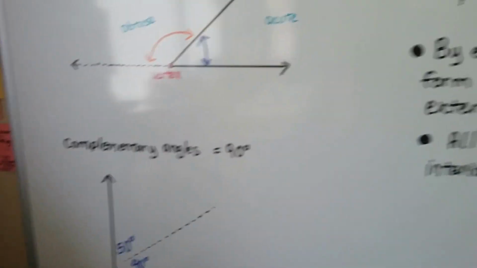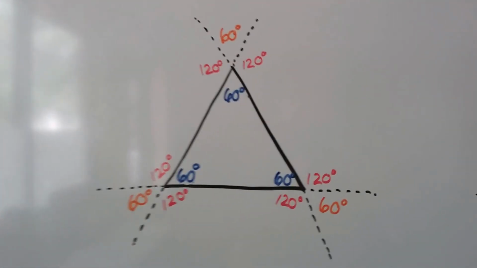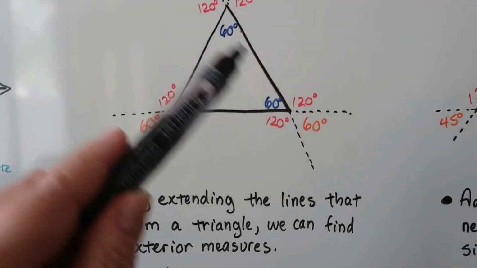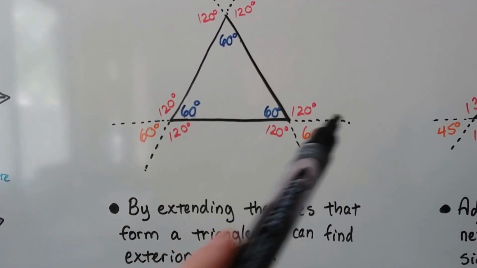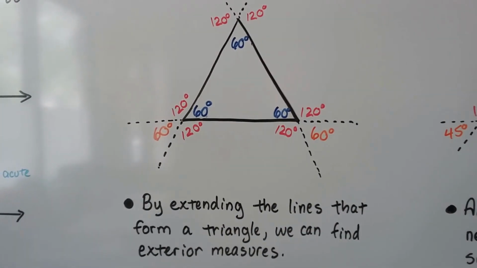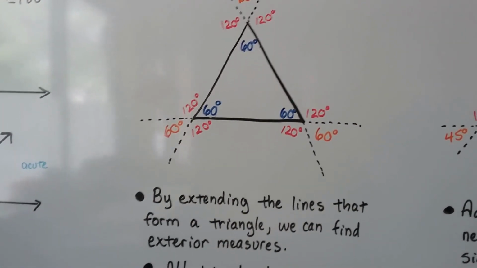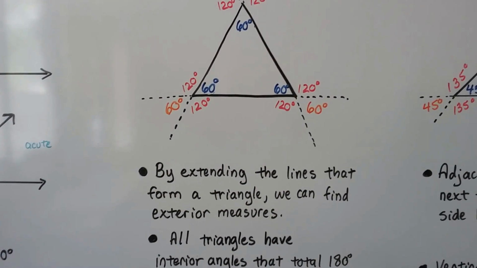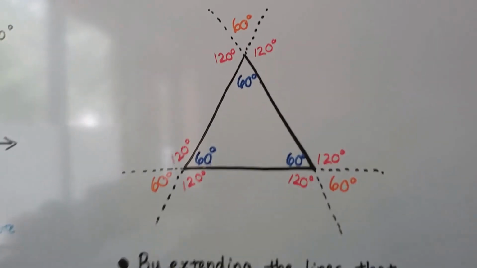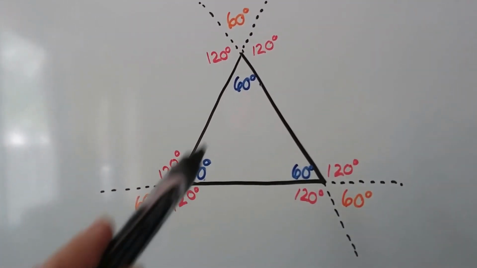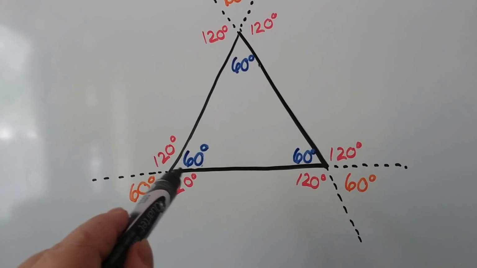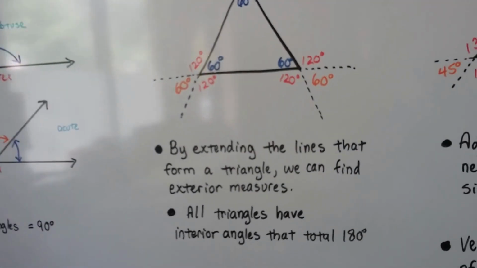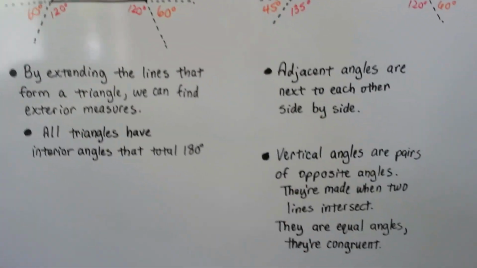So what we can do is we can take a triangle, and by extending the lines that form the triangle, we bring this line out, we bring that line out. See how I extended the lines? We can find the exterior measures. Now, we know by now that all triangles have interior angles that total 180 degrees. So if it's an equilateral triangle, it's going to be 60, 60, and 60 for the interior angles. By extending these lines, what happens is we create adjacent angles and vertical angles.